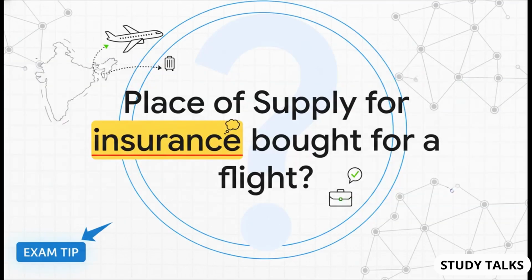Okay, so to wrap this up, let me leave you with a final brain teaser. We've mastered passenger transport, but what about this? An unregistered person buys travel insurance in Mumbai for their flight from Mumbai to Delhi. So, is the place of supply governed by the transport rules we just learned or by the rules for insurance? See, the real secret to GST is always identifying the correct service category first. Think about that one. Keep questioning, keep digging, and you are going to crush this exam.